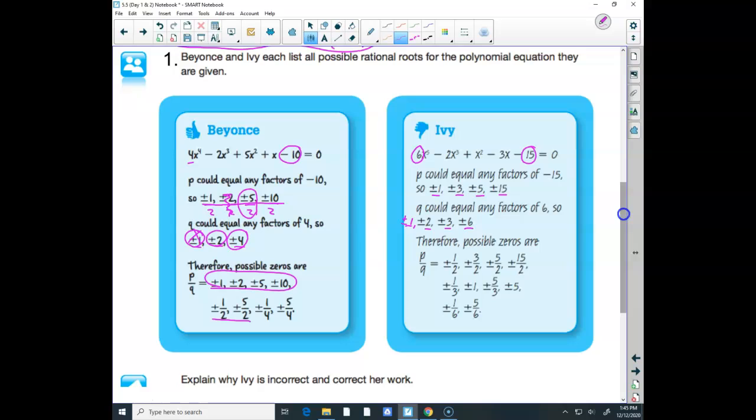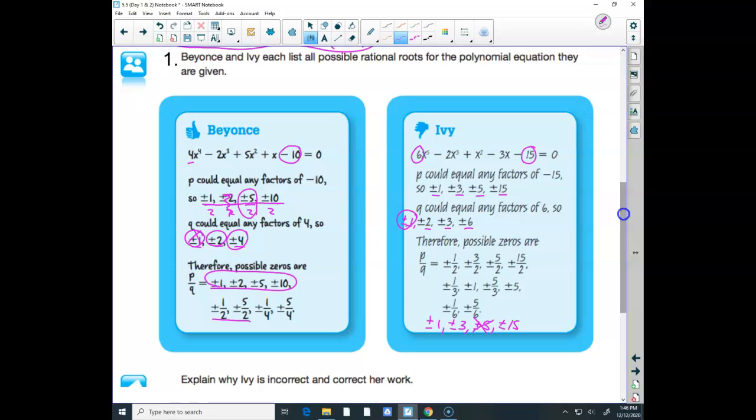So Ivy never put 1 underneath all these, so she's missing possible plus or minus 1, plus or minus 3, plus or minus 5, plus or minus 15. Because if you look at all these, there's pluses and minuses in all of them. Therefore, Ivy can be guessing and checking on hers, and there's 2, 4, 6, 8, 10, 12, 14, 16, 18.